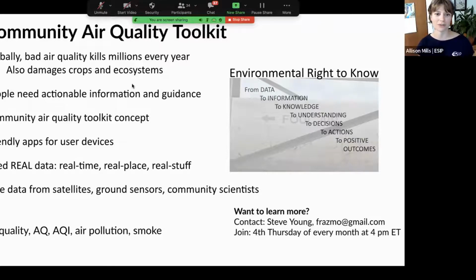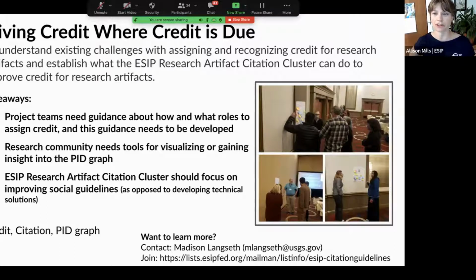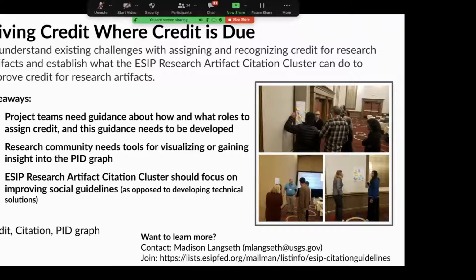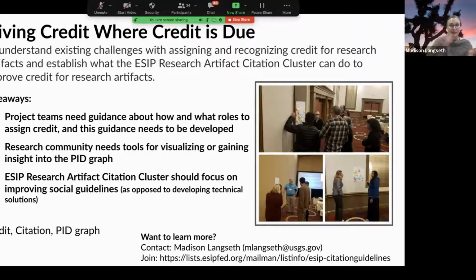Yes, thank you. All right, so next up, Madison Langseth is going to talk about giving credit where credit is due. Great, thanks. So the goal for our clusters session, and I should say our cluster being the Research Artifact Citation Cluster, the goal was to understand existing challenges with assigning and recognizing credit for research artifacts, so things such as data and software, and establish next steps for the Research Artifact Citation Cluster with respect to improving credit for research artifacts. So during our session, we heard stories from 5 participants about mechanisms and challenges for assigning and recognizing credit. And then we asked all the participants to tell us their challenges and their resource needs regarding credit using sticky notes and flip chart boards, as well as Jamboards online.